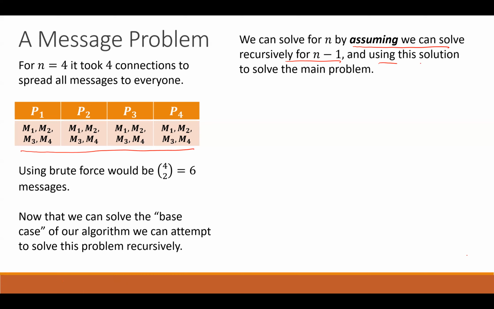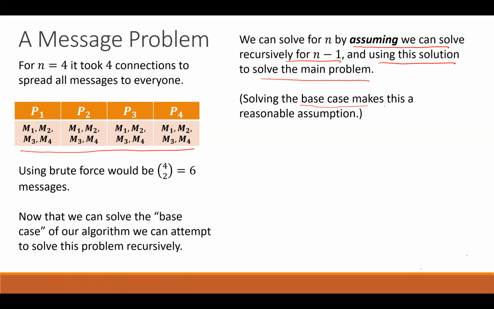And then I'm going to use this solution to solve the main problem. Very similar to how induction works, where we assume our inductive hypothesis is true for a smaller problem, and then we use that to solve the bigger problem. Recursive algorithms work the same way. And because we have a base case, that makes this a reasonable assumption, so our recursion is going to end. It has some sort of foundation on which to build, so it won't simply run forever. Okay, so at the start, every person Pi knows only the message Mi.